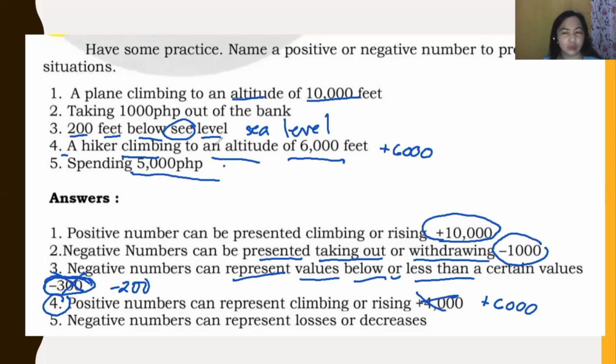And number 5, spending 5,000 pesos, kapag ginastos mo. So paggagastos, that means negative numbers. Negative numbers can represent losses or decreases. Kapag nabawasan yung pera mo, nagastos, that means negative. So this should be negative 5,000.